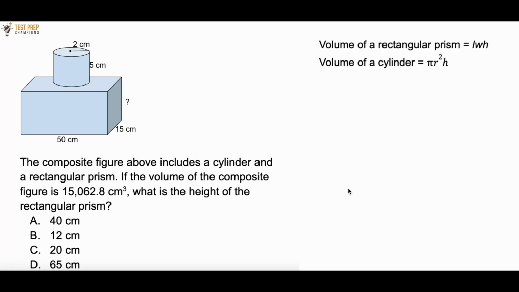The composite figure above includes a cylinder and a rectangular prism. If the volume of the composite figure is 15,062.8, what is the height of the rectangular prism?